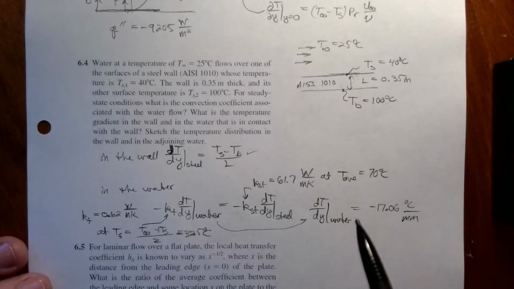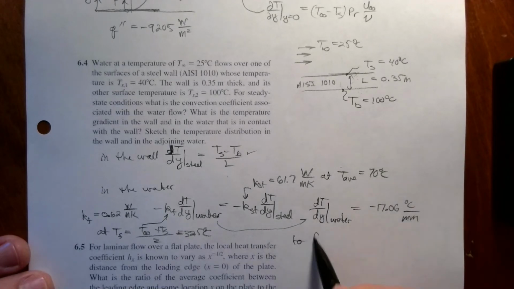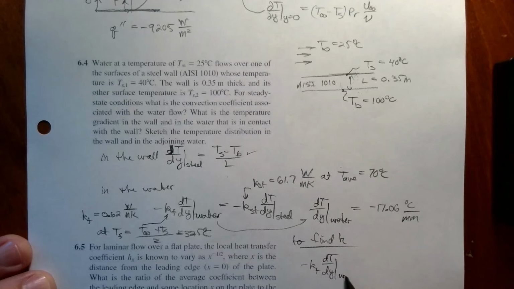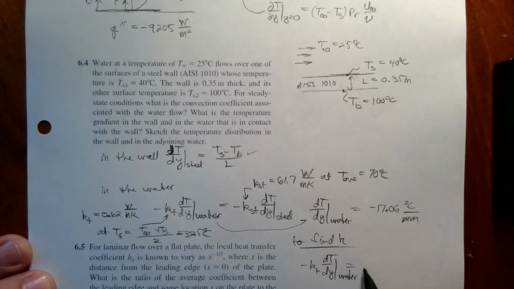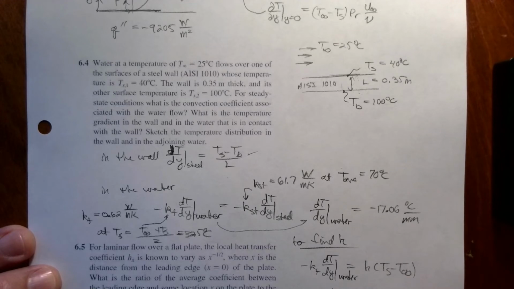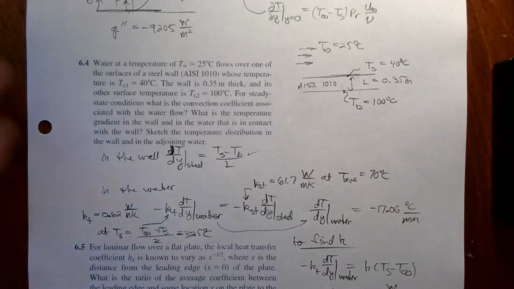And then lastly, we have to find h. To find h, now let's just do an energy balance that couples this with h. So we'll end up with minus K fluid dT/dy of water is now equal to h times T surface minus T ambient. Alright, solve for h. h ends up equaling 705 watts per meter squared K.